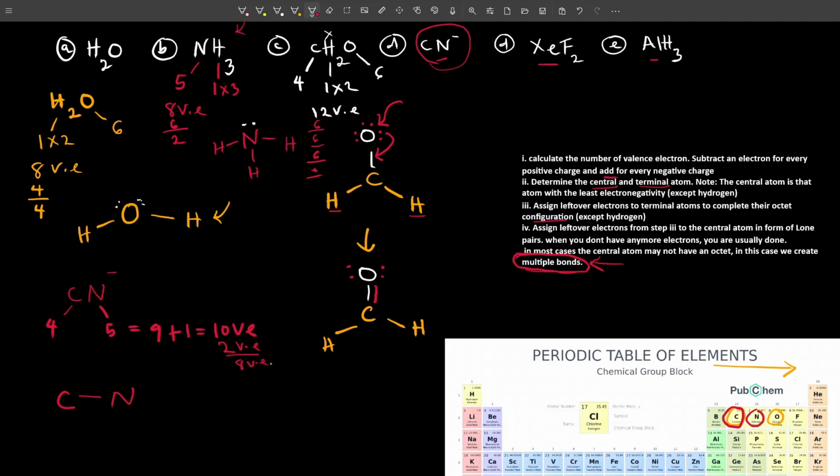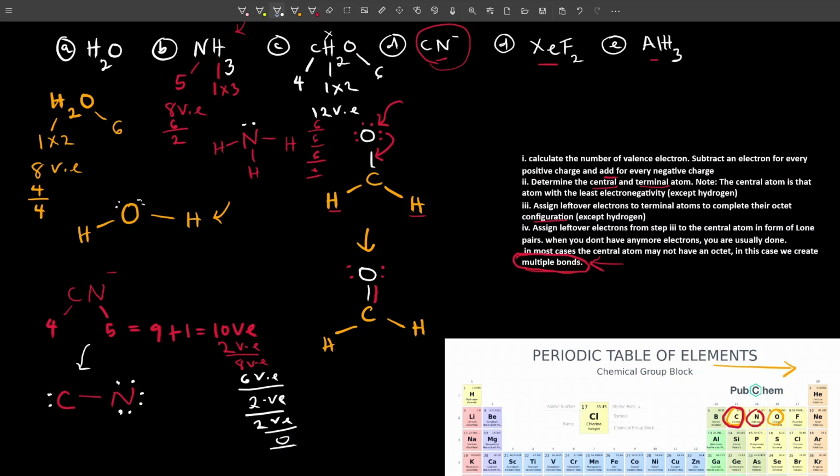So we assign the valence electrons now to the terminal atom. Don't forget that nitrogen here is the terminal atom, in the form of lone pairs. So nitrogen now has a stable octet: 1, 2, 3, 4, 5, 6, 7, 8. Now I've used up 6 electrons. So what is left? 2 valence electrons. Who will I give the remaining ones to? I'll give them to the central atom. So let's give the central atom the 2 lone pairs. Remove 2 from this, we're going to have 0. So this should be the Lewis structure of CN minus.